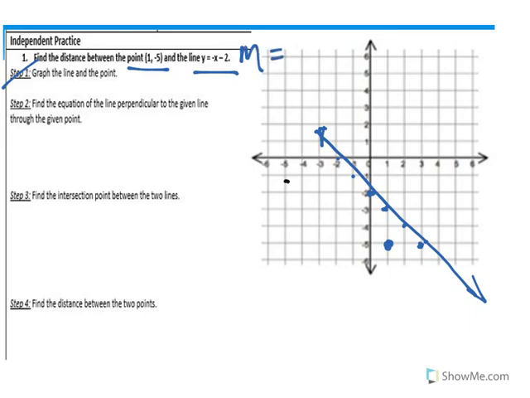Remember, the slope on this line here is negative 1. I want to really point that out, because in a little bit we're going to have to switch that up a bit. Okay, so moving on here. Step 2, find the equation of the line perpendicular to the line through the given point. Okay, so let's go ahead and look at that now.